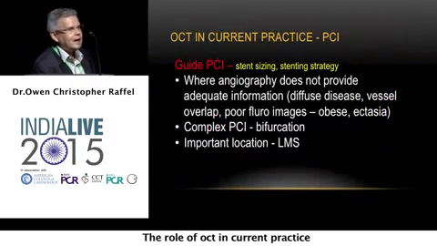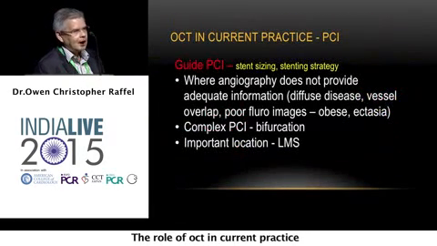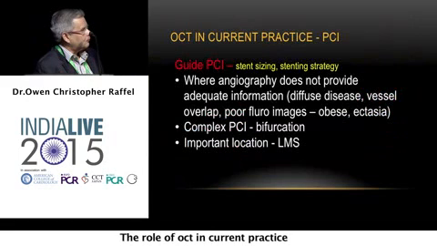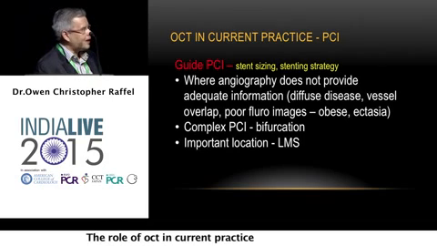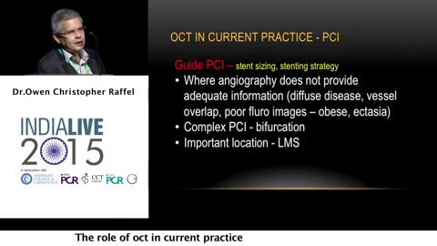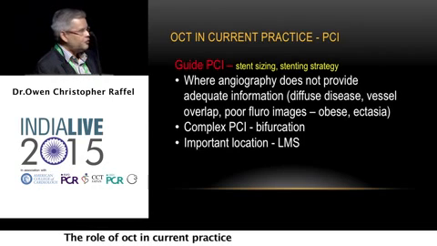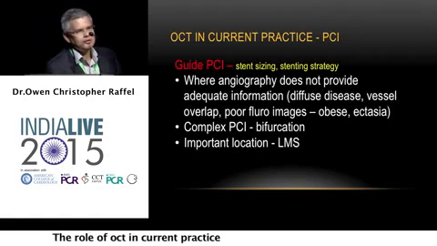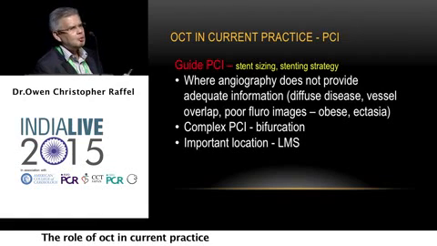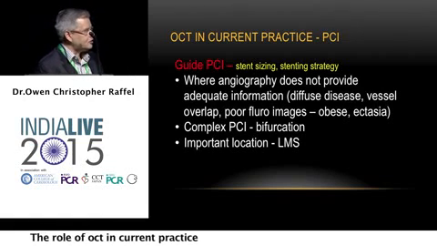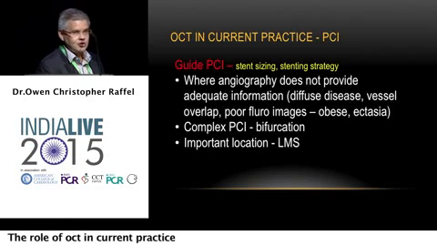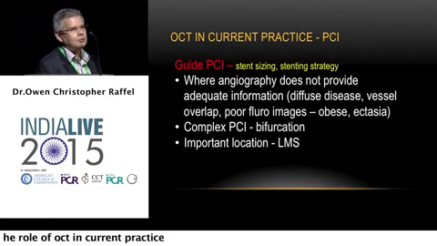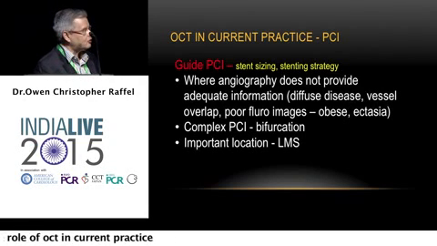So in the context of guiding PCI, where would I use it in our lab? Well, stent sizing, stenting strategy, where angiography does not provide adequate information. Very similar to IVUS, diffuse disease, vessel overlap, flow images. If it's a complex PCI, and the data would suggest the more complex the PCI, the more benefit you get from imaging, bifurcations, for example, or if you have an important location like the left main. And OCT can be used for most left mains, the vast majority of left main interventions.